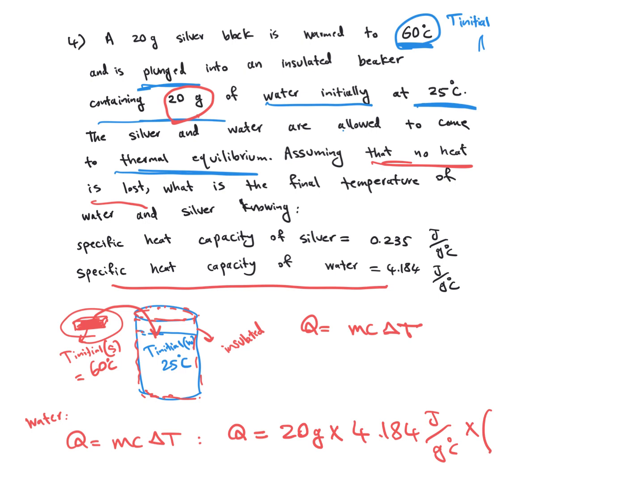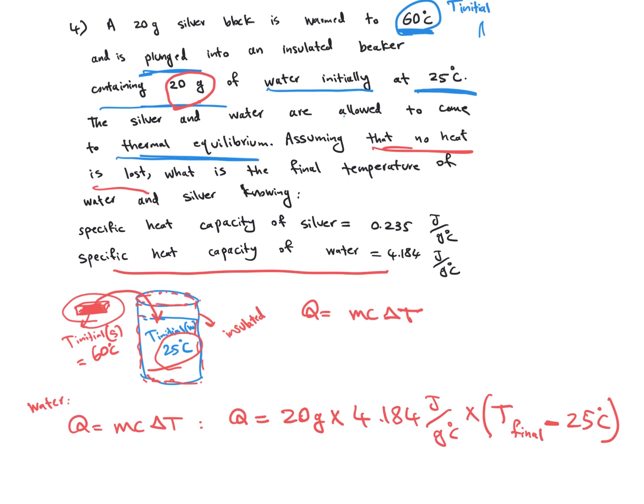Multiplied by delta T. T final I want to find, right? I want to see what would be the final temperature of water because we put something hot in it, so the temperature of water increases. But I have the initial temperature, which is 25 degrees Celsius, right? So this is the first part.